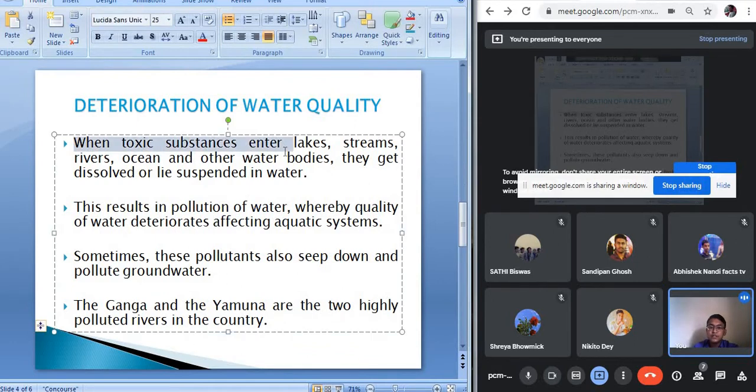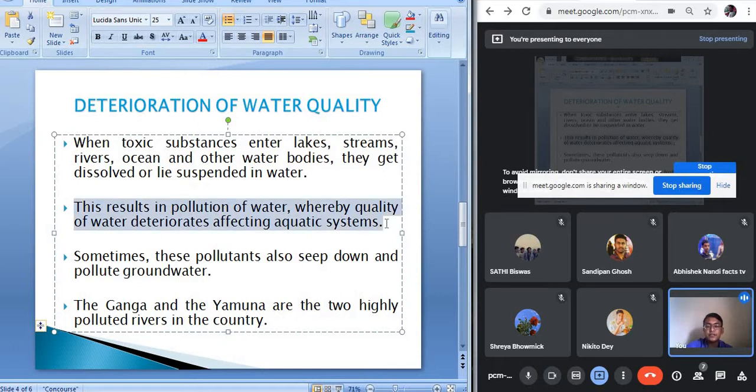So when toxic substances enter the lakes, streams, rivers, oceans and other water bodies, they get dissolved or lie suspended in the water. These chemicals and other unwanted foreign substances, when they get mixed with the water of the lakes, streams, rivers, oceans and other water bodies, some of them get dissolved, basically the chemicals, and some particulate materials get suspended in the water, which pollutes the water. So this results in pollution of water, whereby the quality of the water deteriorates, affecting the aquatic system.